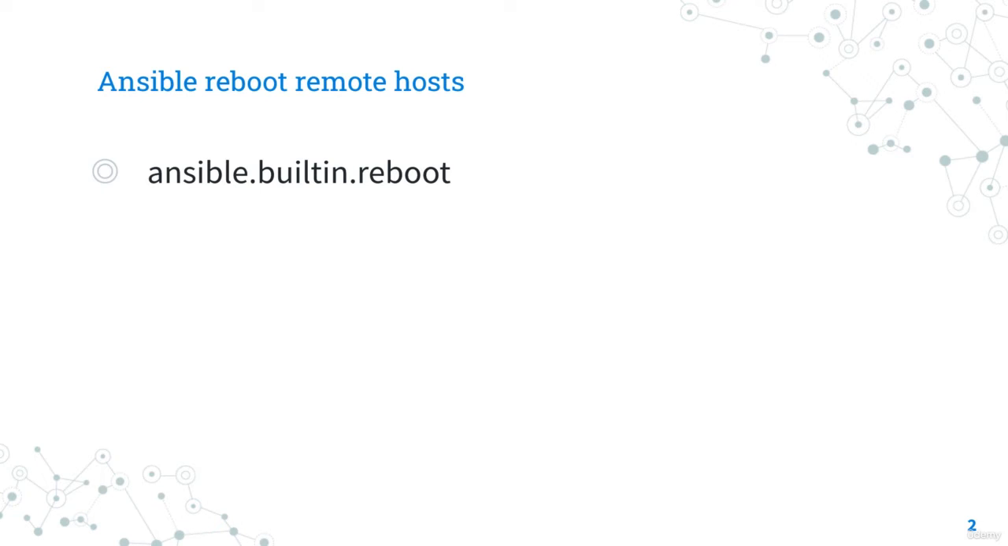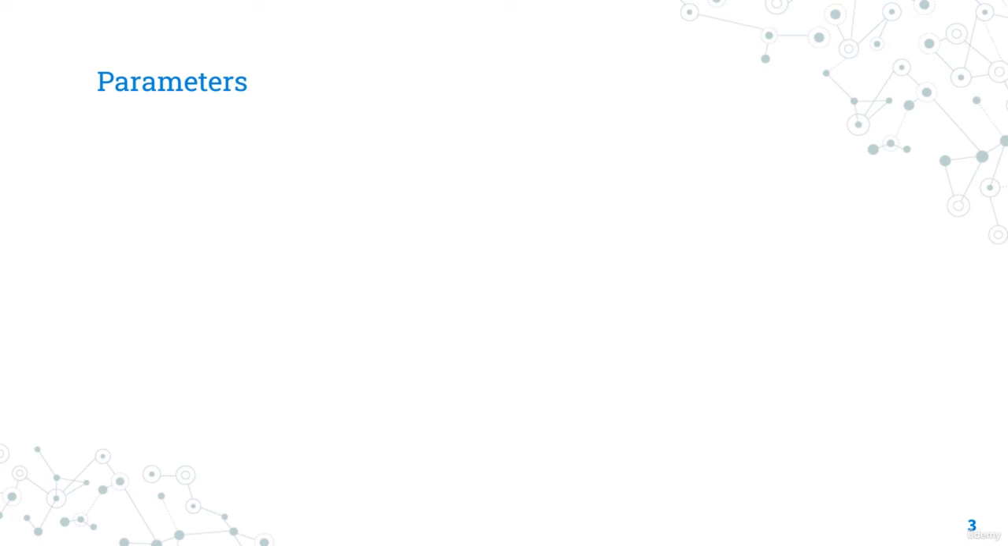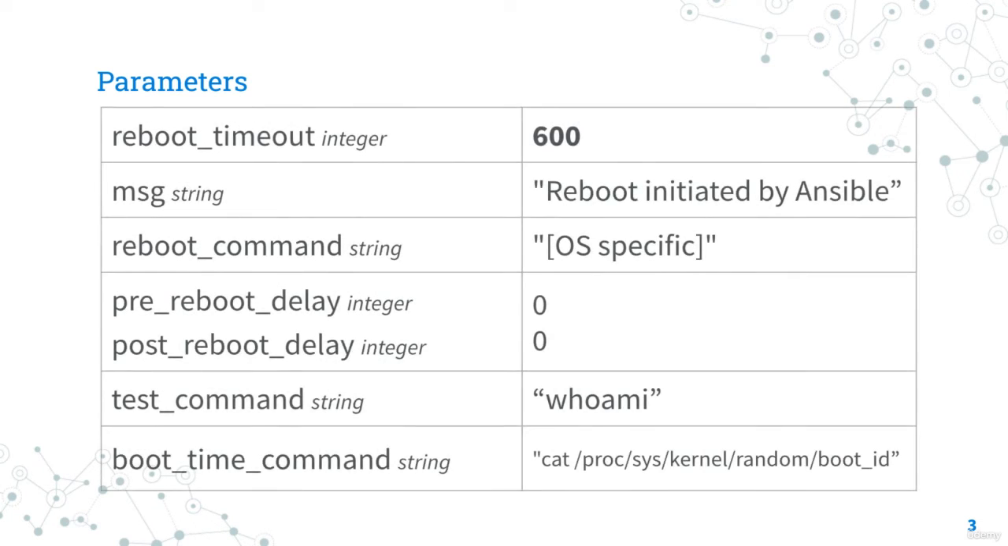For Windows targets, use the ansible.windows.win_reboot module instead. This module has no required parameters, but some of them might be nice to know. Let me summarize the most useful parameters and also explore the process with you.